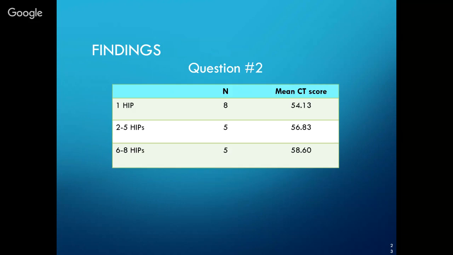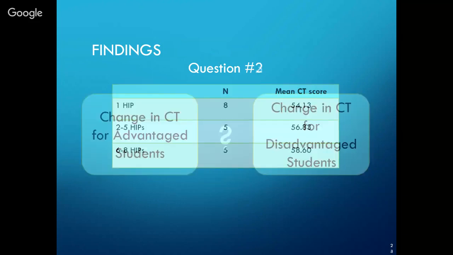And there were some students whose scores went up by about 13 points. And those were some of the most disadvantaged students. So even though there weren't significant differences, to me this still says something about participation in more HIPs creating a better outcome for students.